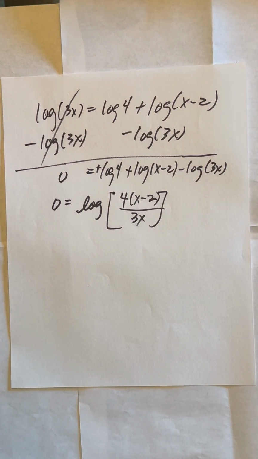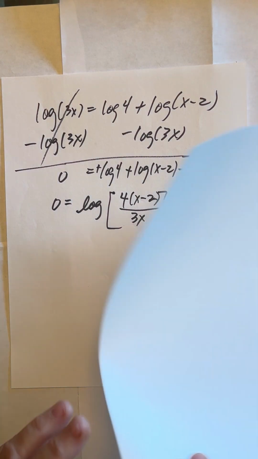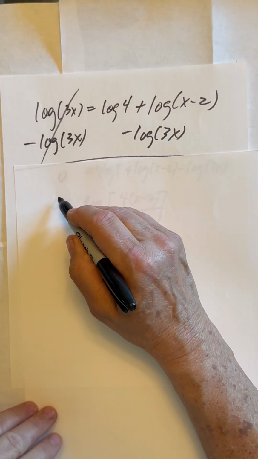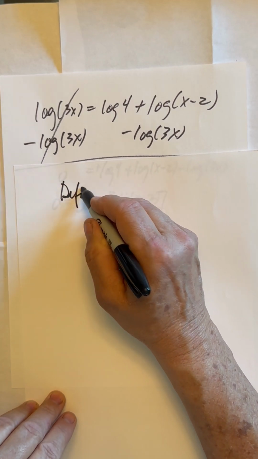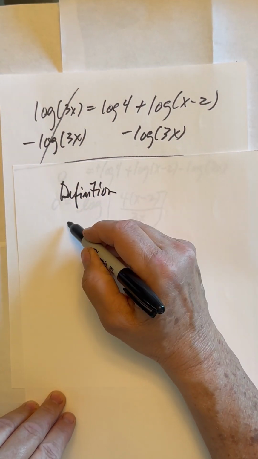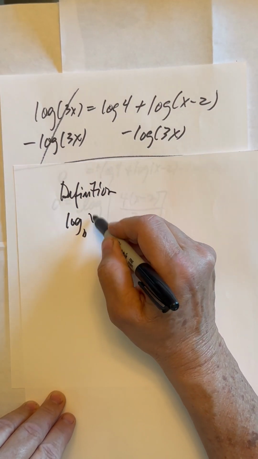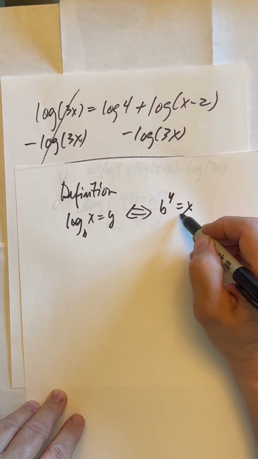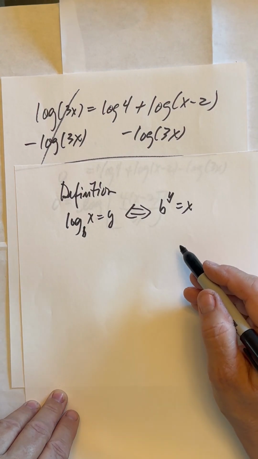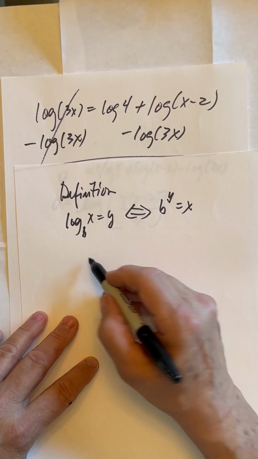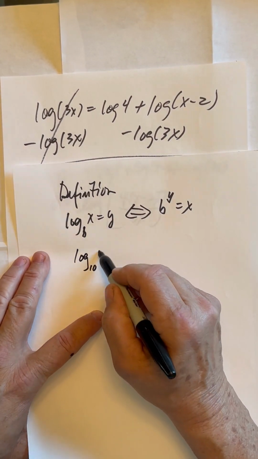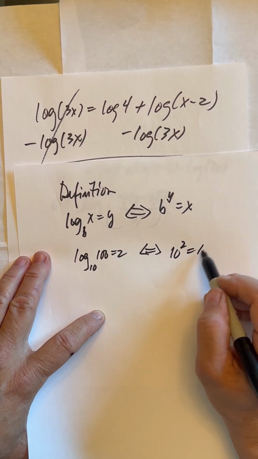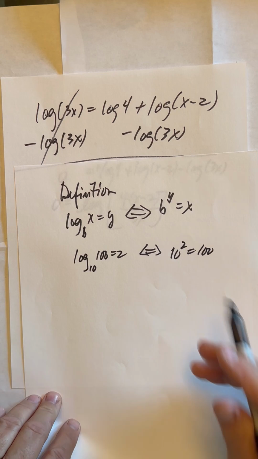So let me mention here the definition, let me compare the two. The definition of the logarithm says the log in base b of x is y. You can only have b to the y equals x, right? So an example of this would be the log in base 10 of 100 is 2 because 10 squared is 100.